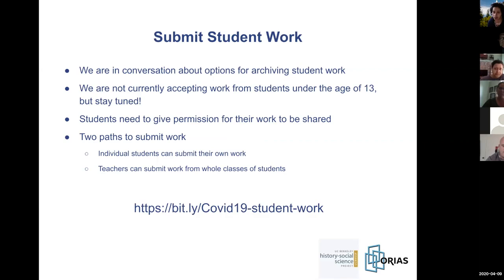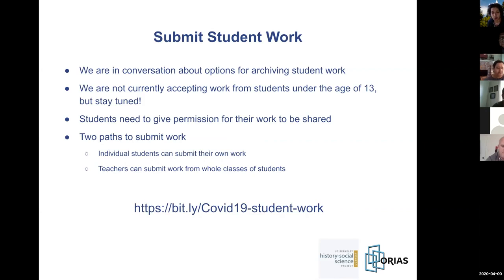So we are not currently accepting work from students under the age of 13. Stay tuned, we're working on privacy and permissions around that. Students do need to give permission for their work to be shared. I know some districts already have students sign a waiver about that, but you could also institute something. We'll write something about best practices there.